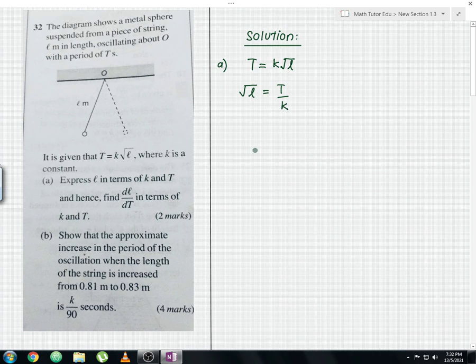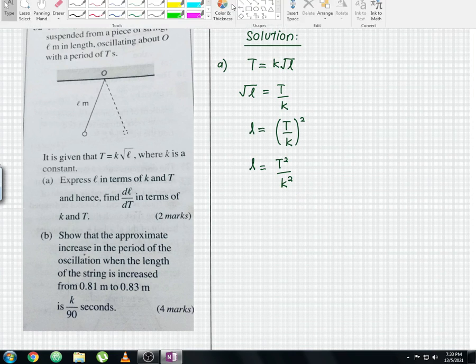So for the next step, what we need to do is square both sides. So why we need to square both sides? In order to eliminate the square root of the L. Okay, so from here you get L is equals to t over k squared, and then you should get L is equals to t squared over k squared. Okay, so this is your first part. So let me underline this.